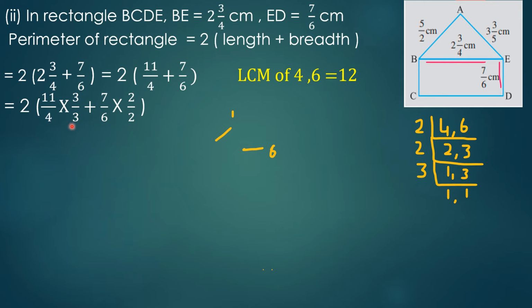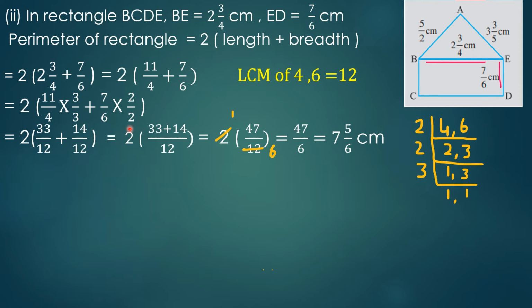Here we want the denominator 12, so multiply the 4 by 3, and when we are multiplying the denominator, multiply the numerator also. Therefore this will become 11 into 3 divided by 4 into 3, plus 7 by 6 into 2 by 2. Now this will become 11 3s are 33 divided by 4 3s are 12, plus 7 2s are 14 divided by 6 2s are 12.